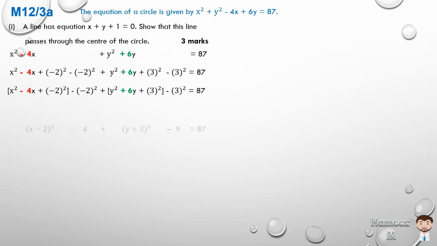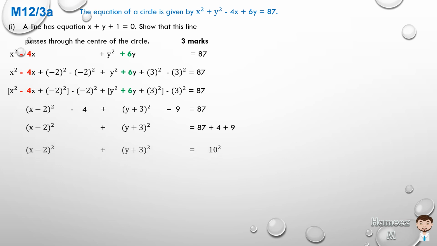We can work out what's outside the bracket. So we write x squared minus 4x plus minus 2 squared minus 4. And we can simplify the square bracket. So that will give us x minus 2 squared minus 4 plus y plus 3 squared minus 9 is equal to 87. And we can carry the minus 4 and minus 9 across. So that will give us x minus 2 squared plus y plus 3 squared is equal to 87 plus 4 plus 9, which works out to be 87 and 4 is 91. 91 plus 9 is 100.